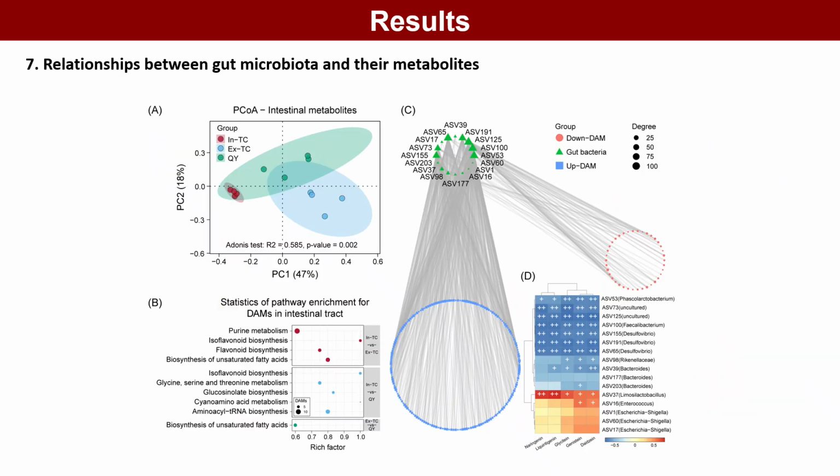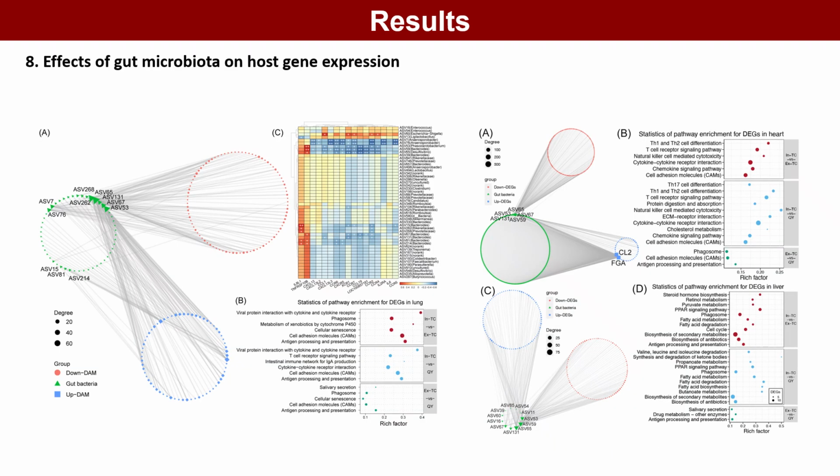We investigated the gut metabolome to explore the potential mechanisms behind the plateau adaptability. Principal coordinate analysis showed separate clusters of different populations. Differentially abundant metabolites in INTC versus XTC were significantly enriched in pathways of purine metabolism, isoflavonoid and flavonoid biosynthesis, and biosynthesis of unsaturated fatty acids. In addition, we compared the transcriptomes of the lung, heart, and liver tissues among the different populations to further investigate the plateau adaptation.